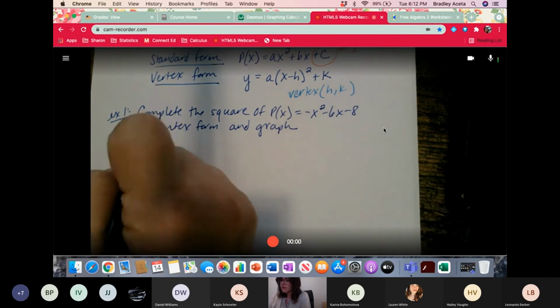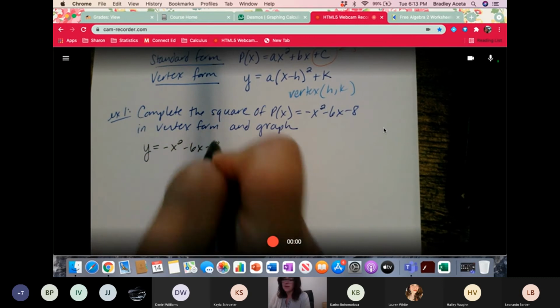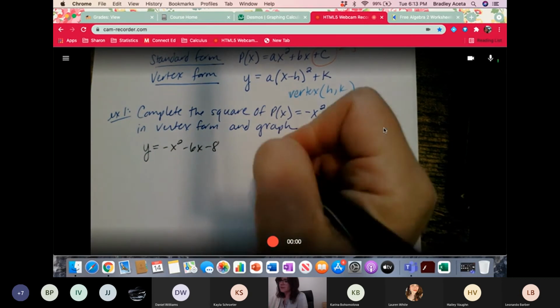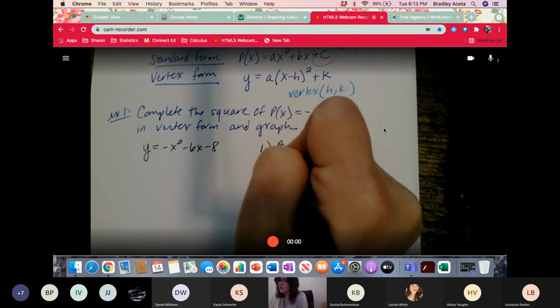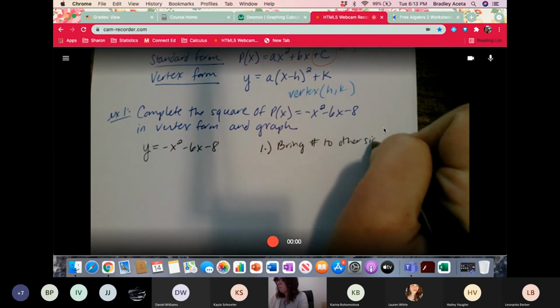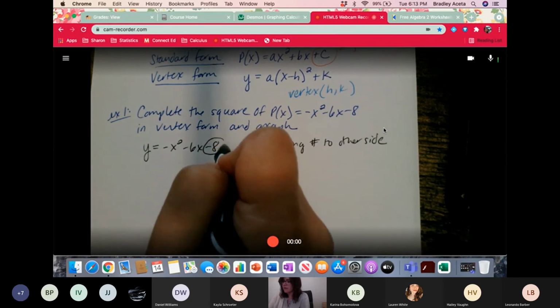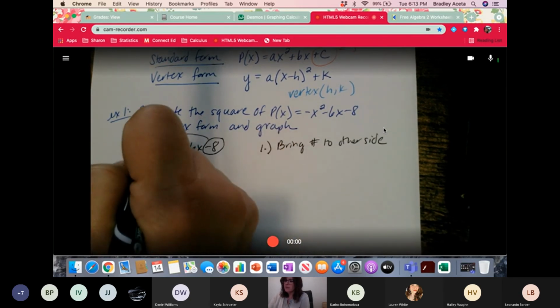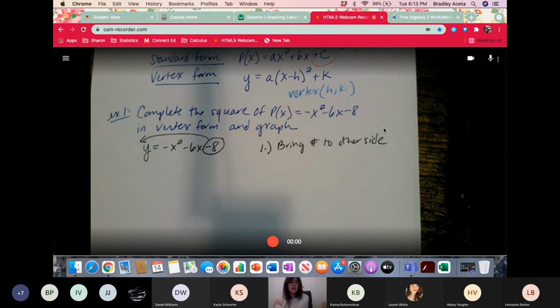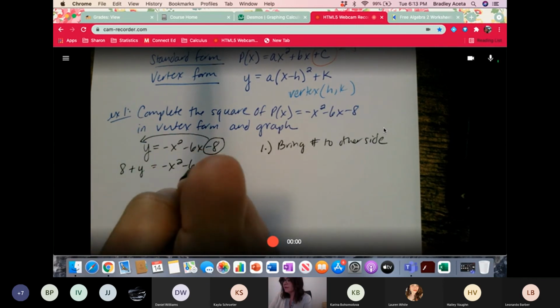So the first thing I do is, let me write it again. Y equals negative x squared minus 6x minus 8. I like to write it with y's. Okay. So first thing you do is bring the number to the other side. You see this number right here? Bring it to the other side. What happens when it goes to the other side is it changes the sign. So this minus 8 now becomes positive 8 plus y equals negative x squared minus 6x.